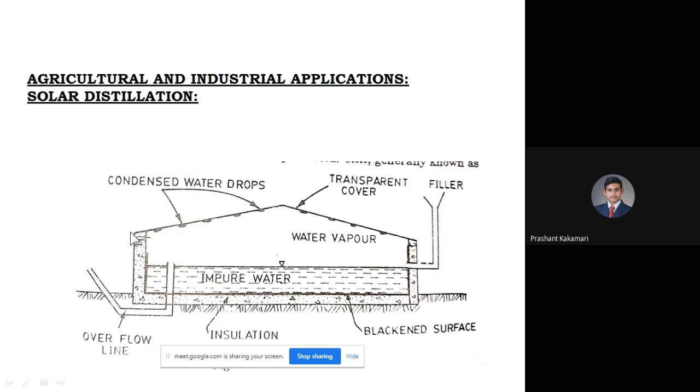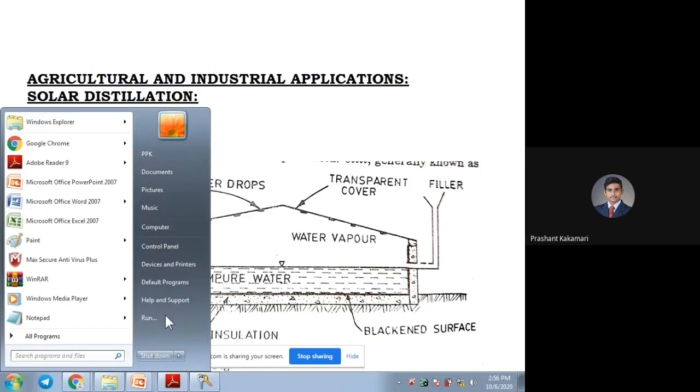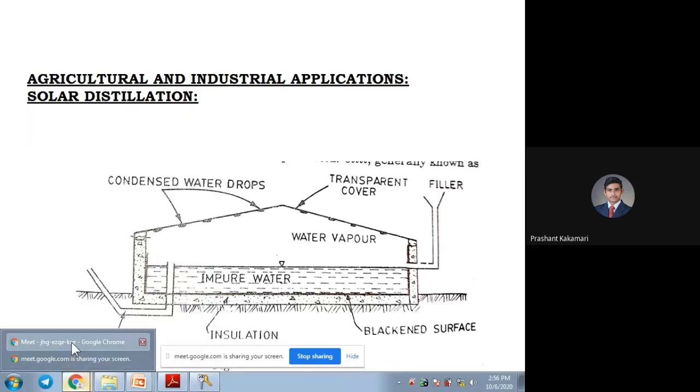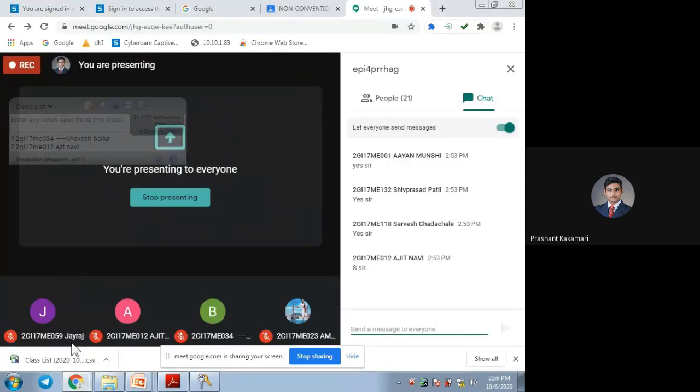So simple application, but one should know how it can be utilized. This is called the distillation plant, and this application you can observe in remote places where pure water is not available, or in places where seawater is plenty but we cannot have pure drinking water.